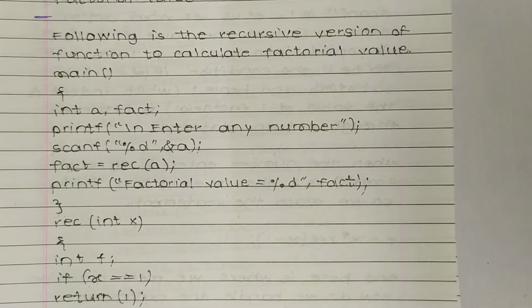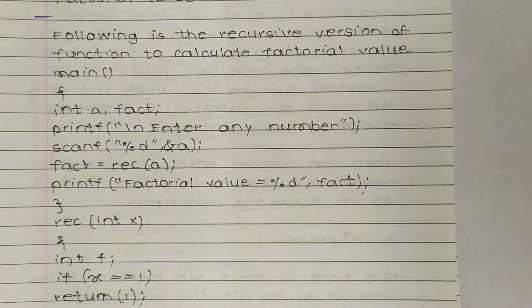Following is the recursive version of function to calculate factorial value. So this is a recursive version program for finding factorial value. We use a normal program, but this is a dedicated recursive program. That means we are using a dedicated recursive function here. So the first line is main, which is a compulsory function.